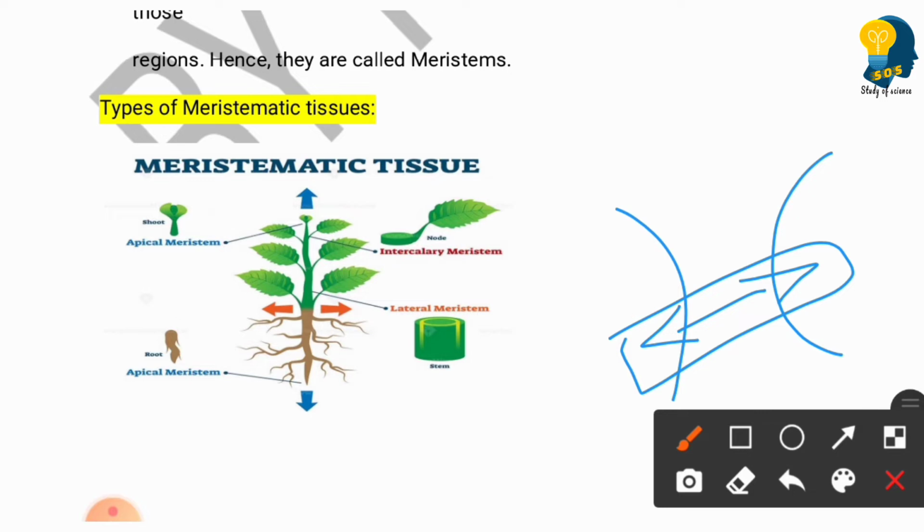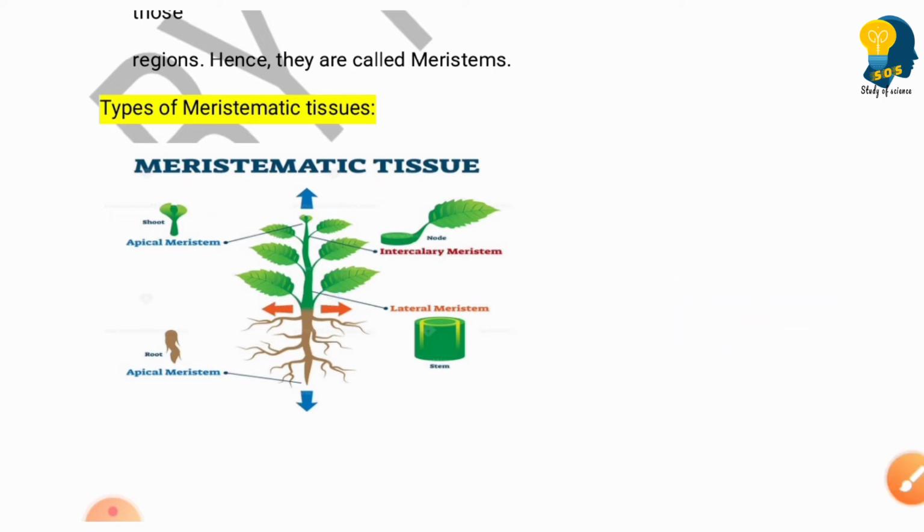So, the lateral meristem helps in increasing the girth, that is the thickness of the stem and root. If you observe this part in this plant, it is increasing. Both the stem as well as the root increase in thickness because of the presence of the lateral meristem. Clear? So you have understood about the three different types of the meristematic tissues.